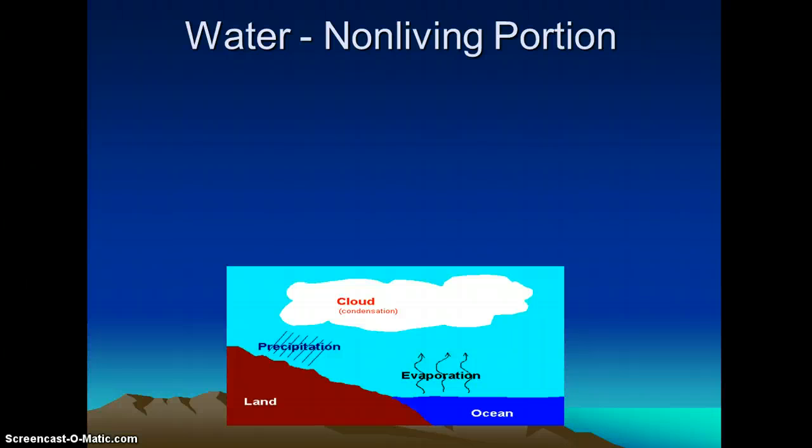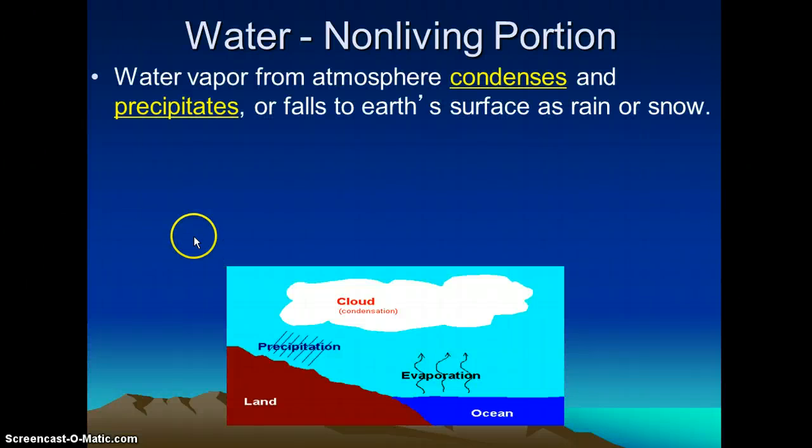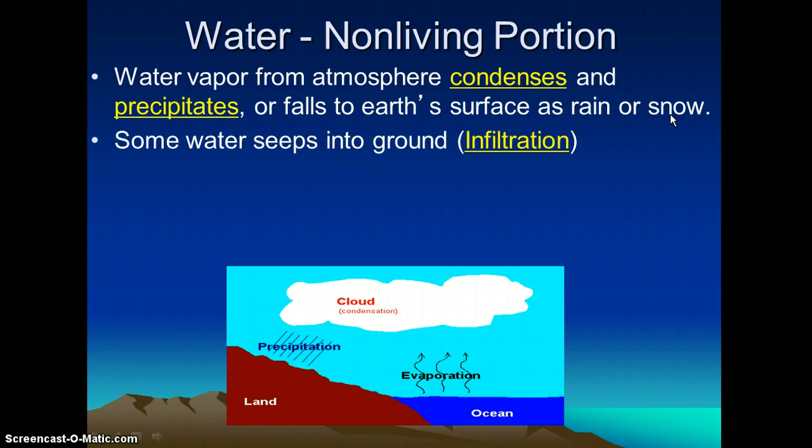So here's the non-living part. We're going to start with the fact that water vapor from the atmosphere can condense from its gaseous form to a liquid form, and when it does so, it will precipitate out of the atmosphere and fall onto the Earth's surface in the form of a liquid or a solid, liquid rain or solid snow. And then water has this ability, once it hits the surface or the ground, to infiltrate or trickle through the land, okay? Right through the soil to deeper parts of the soil.